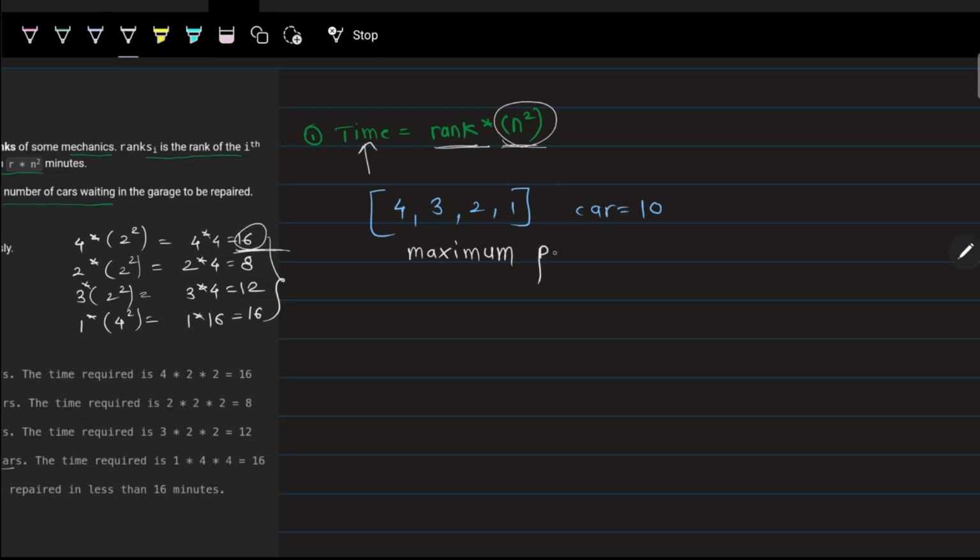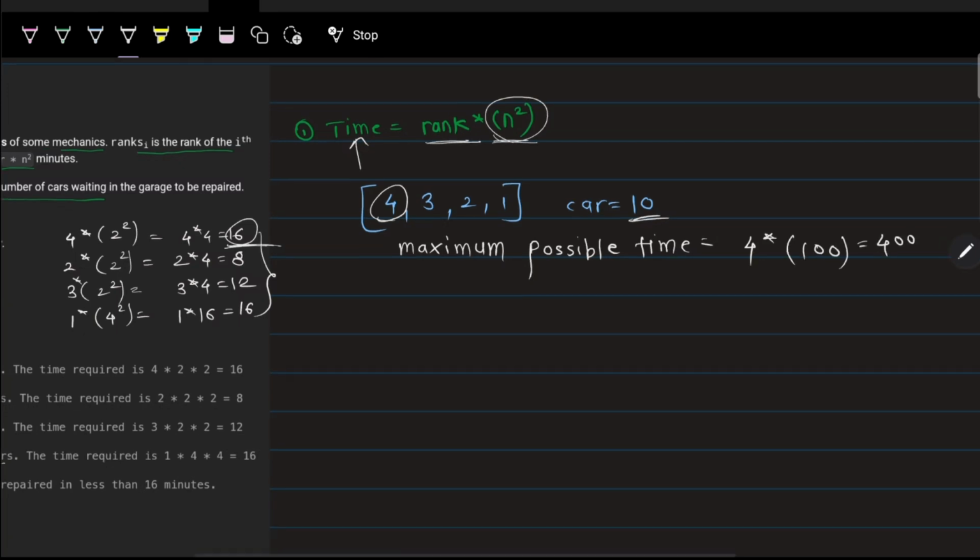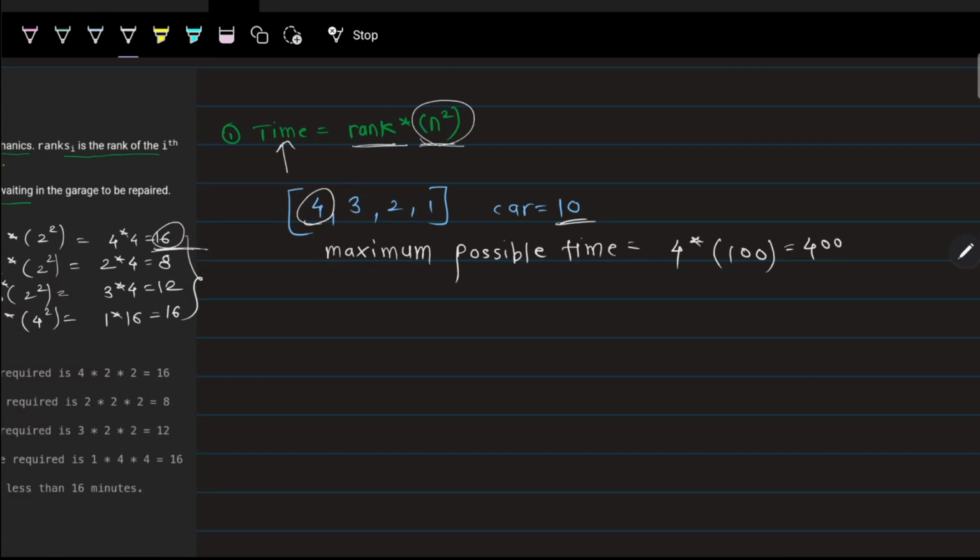In the worst case, pick the mechanic with the highest rank, that is 4 here, and repair all the cars using this mechanic only. So 4 times the cars, 10 squared is 100, so 4 times 100 is 400. So I know that I can solve this problem using only one mechanic in the worst case, which would take me 400 minutes at max.